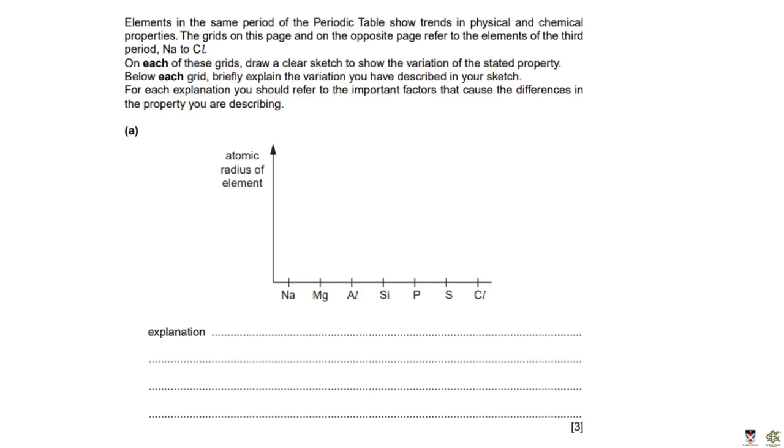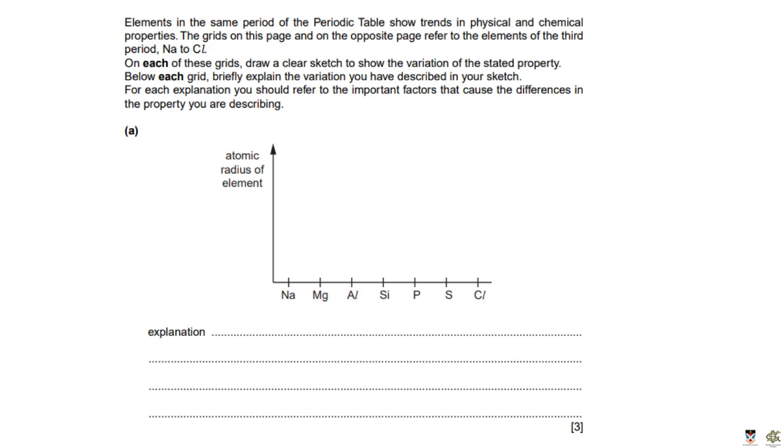On each of these following grids, you have to draw a clear sketch to show the variation in the stated properties. On this one, it will be the variation in the atomic radius of the element. And below each grid, briefly explain the variation you have described in your sketch. For each explanation, you should refer to the important factors that cause the differences in the property you are describing.